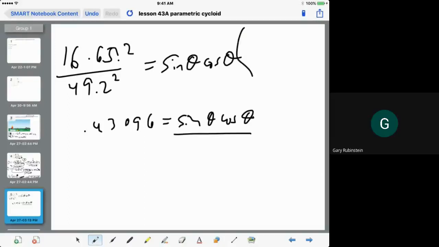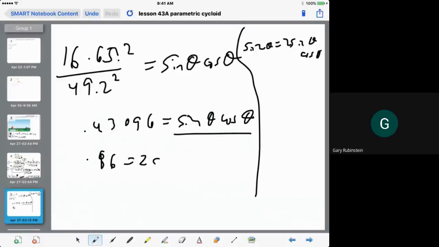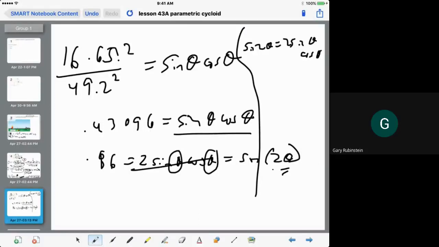So, a refresher: sine 2 theta is 2 sine theta cosine theta. So what I like to do is multiply both sides by 2. 0.86 whatever is equal to 2 sine theta cosine theta, which is equal to sine of 2 theta. So now I have 2 theta, but 2 theta in a different way. First I had 2 thetas, literally, and now I have 2 theta in that way.